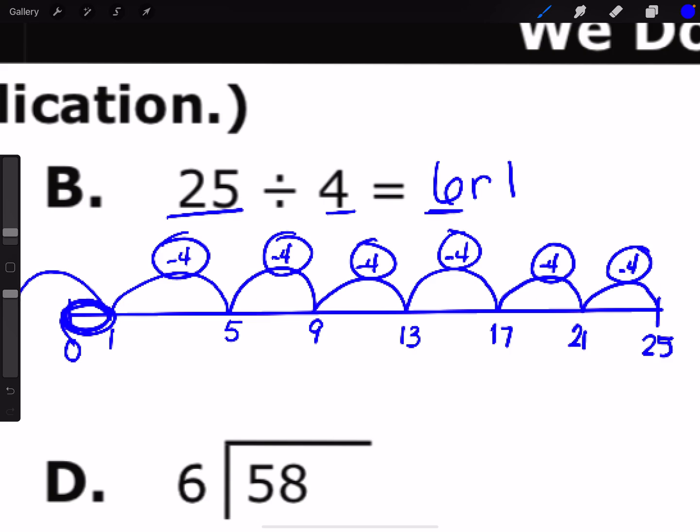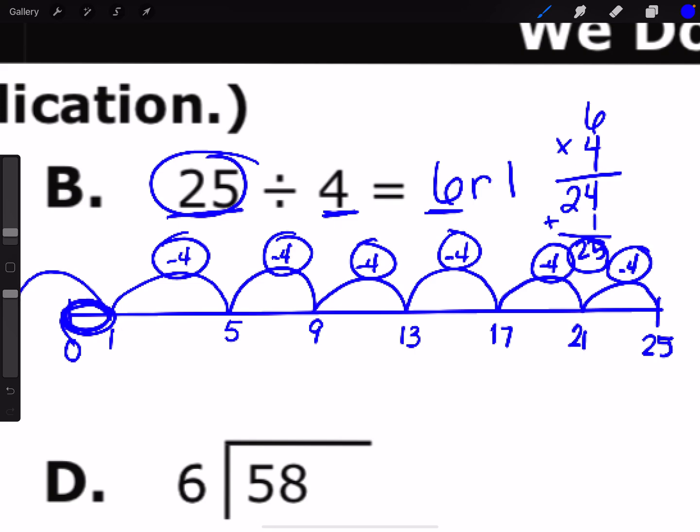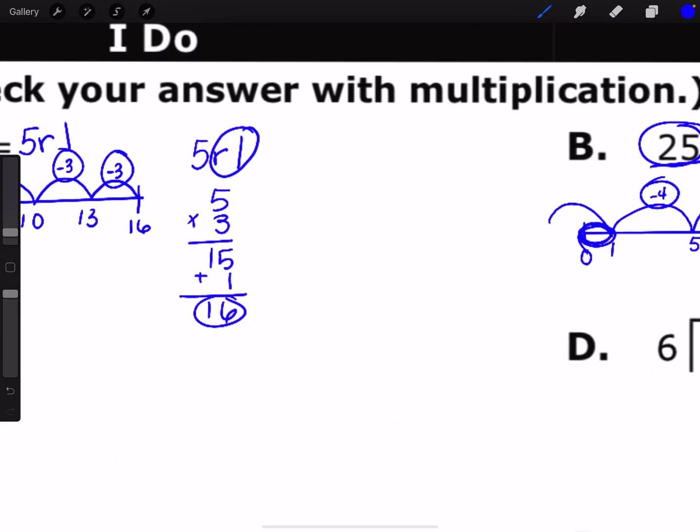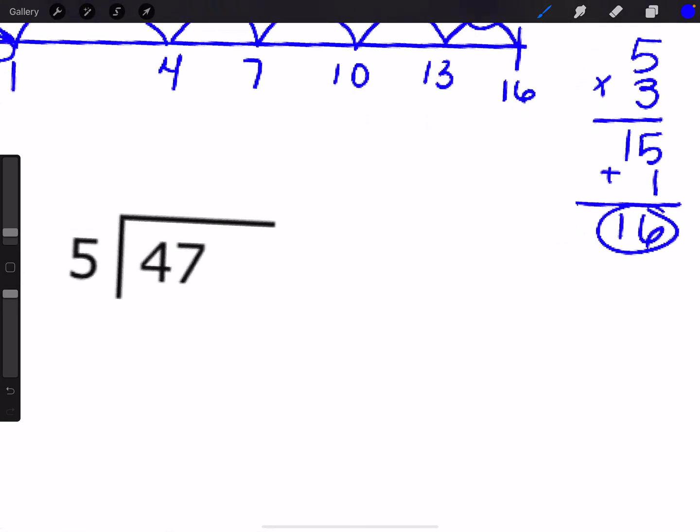Now again, if we want to check it, we take 6 times 4. So that is 6, 12, 18, 24. And then we add the remainder, and it should be the dividend, which it is. So we know that 25 divided by 4 is 6, remainder 1. Good job, guys.